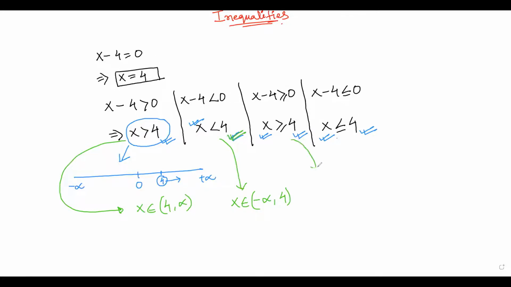In a similar way, this x greater than equal to 4 can be written as x belongs to 4 to infinity, and here we are using a closed bracket, since x equal to 4 also satisfies this inequality. In a similar way, this inequality can be written as x belongs to minus infinity to 4, and there would be a closed bracket since x equal to 4 also satisfies this inequality.